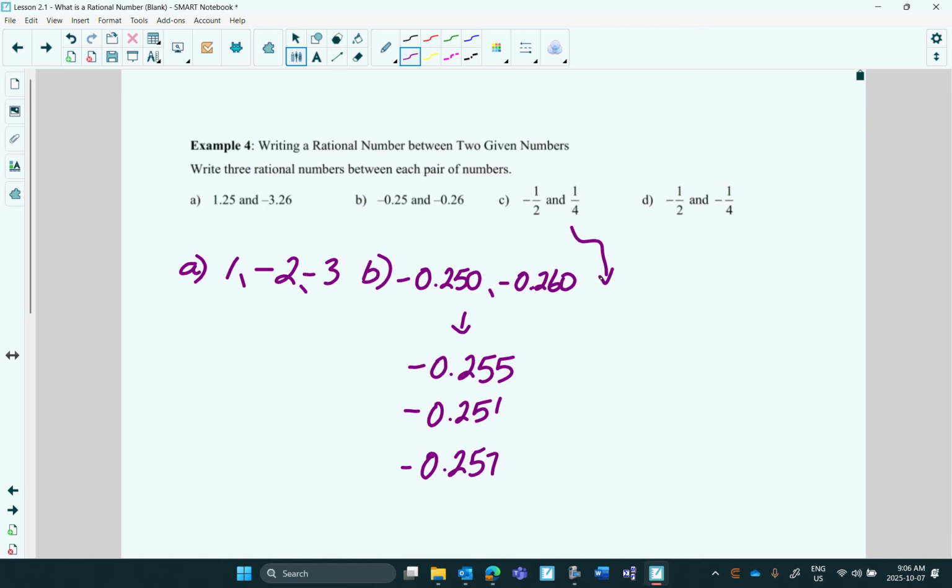Okay, this one. What would you want to do with these? You could go common denominators, but what might be an easier way? Yeah, go to decimal. Decimal is usually quicker for plotting and comparing. So negative a half is negative 0.5. 1/4 is 0.25. One's negative and one's positive, so there's tons of choices.